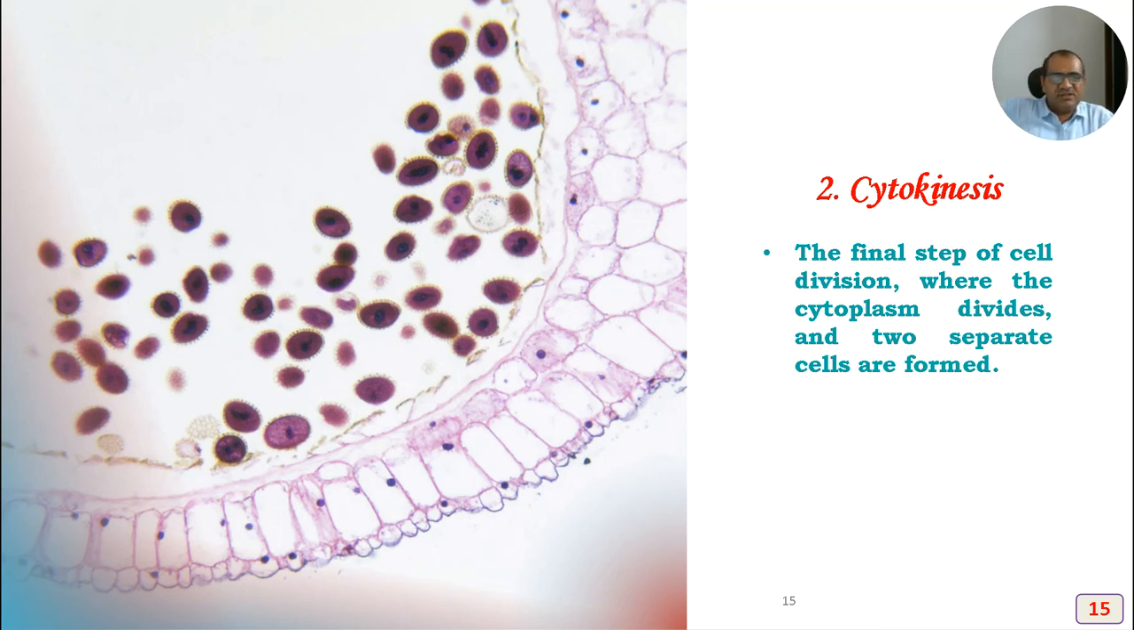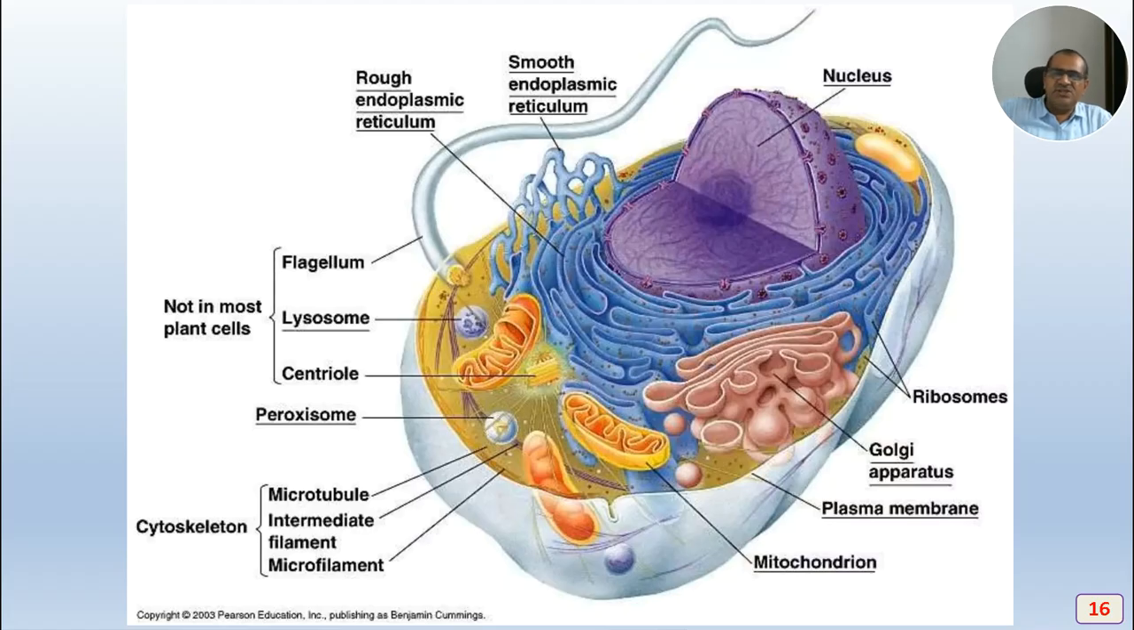Then cytokinesis is the final step of the cell division where the cytoplasm divides into two separate cells which are formed. It is called cytokinesis. Then this is the structure of an animal cell.